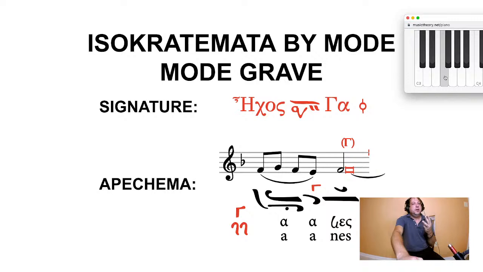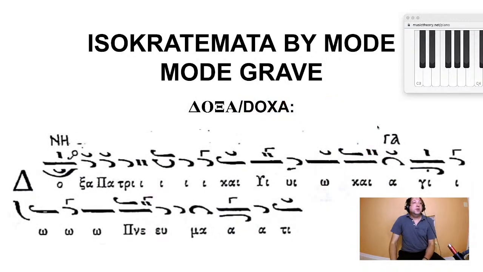So again, F, ra, fa. The apikima is honest. Basically the same three isokratimata, ra, pa, ni, but more seldomly the pa. It's more ra, ni, and you hold ni for most of the time. You'll see that here. Here's a doxa.